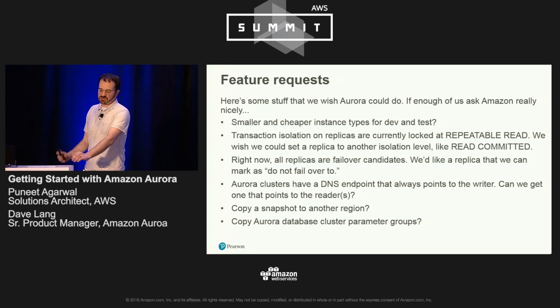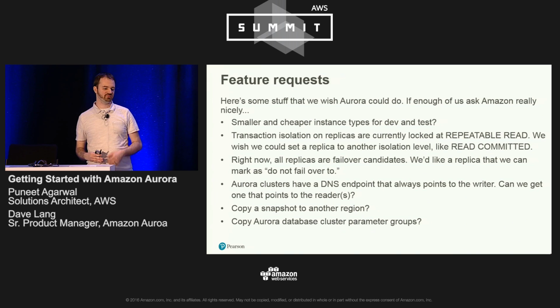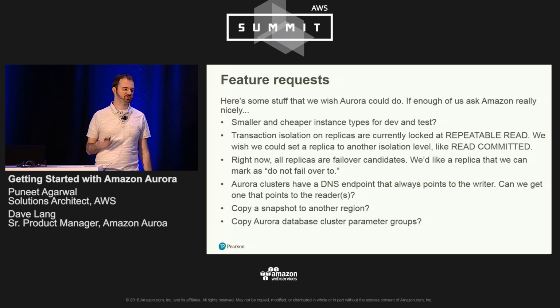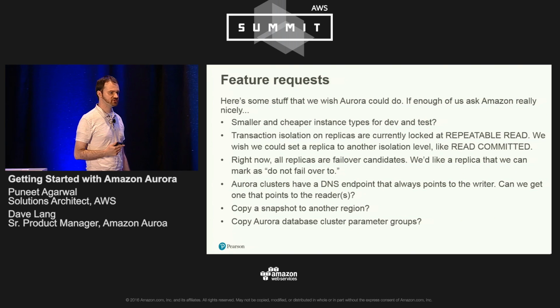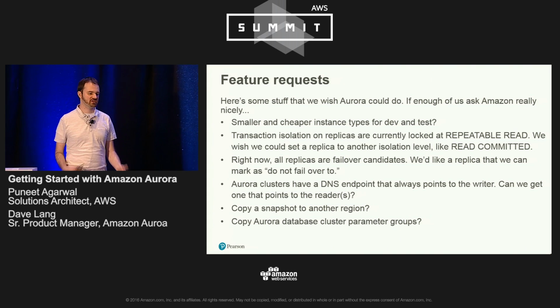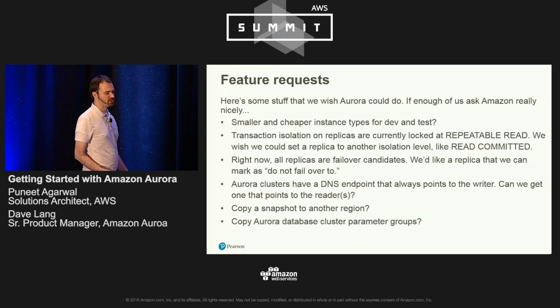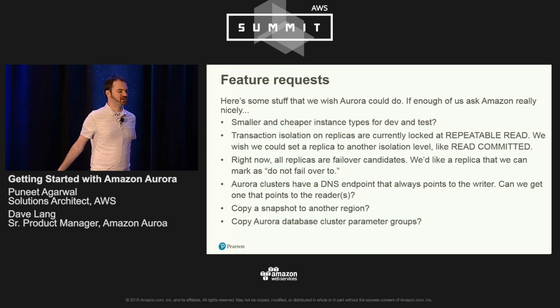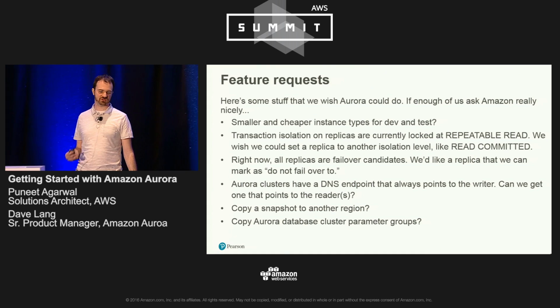That said, our experience with Aurora has been great. There's a couple things we also wish that it could do that it currently can't. Amongst other things, we wish it had smaller, cheaper instance types. Right now, it's limited to the R3 tier of instance types. We wish that we had smaller ones like T2s or whatever for our dev and test environments. Not the sort of stuff we run production with, but when you're building lots and lots of QA environments for different customers and use cases, you want smaller instance types.